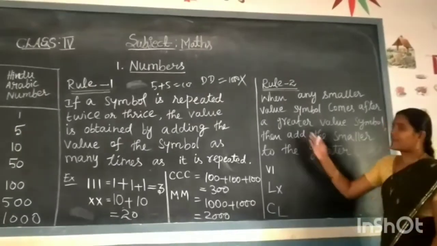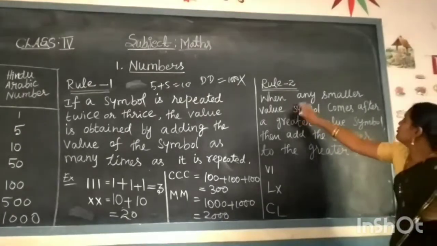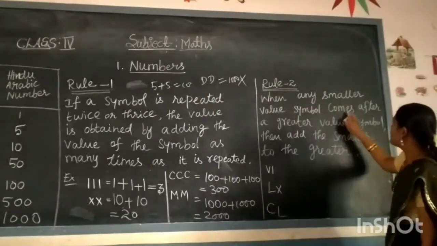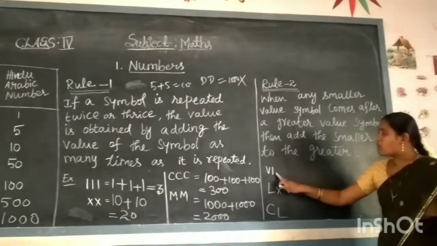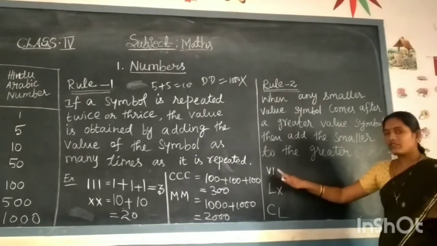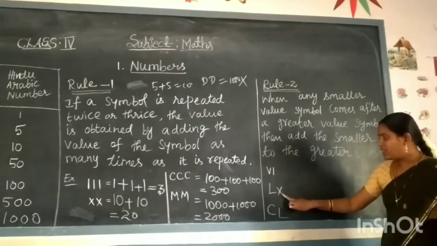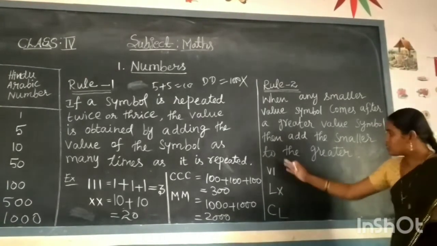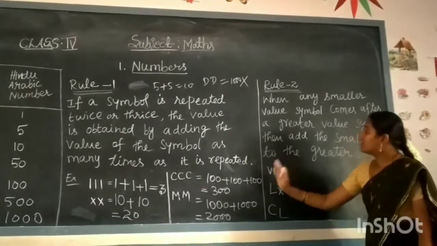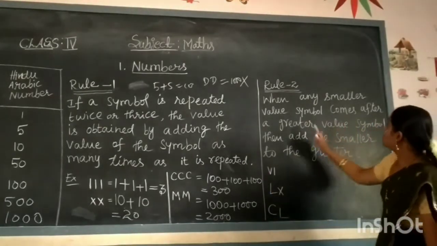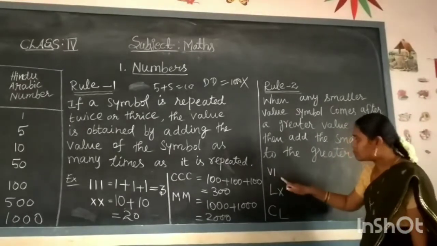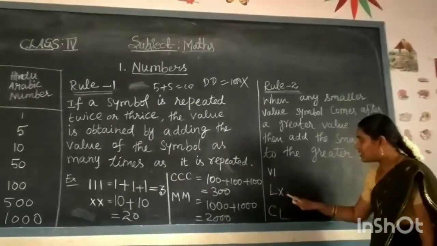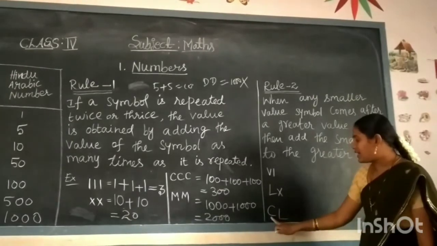Children, now second rule. Rule 2, what is that? When any smaller value symbol comes after a greater value. Look at this example. This is a smaller value, 1. Here smaller value, 10. Here smaller value, 50. So, these smaller values come after the greater number. See, 5 is a greater number. After the greater number, a smaller number. 50, after 50, 10. After 100, 50.